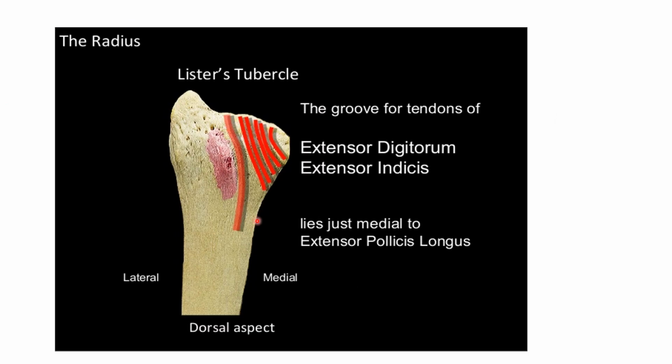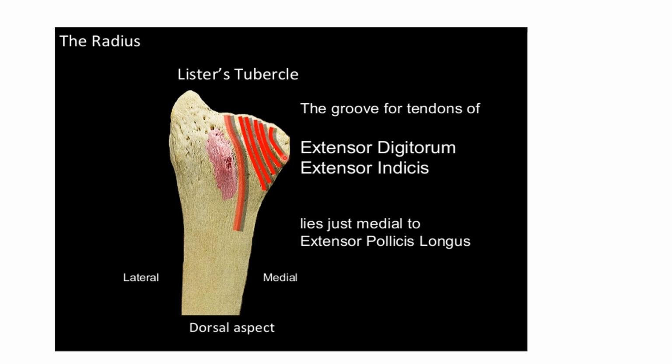Okay, this is the lower end of the radius, and this is the lateral side, as the styloid process is lateral, and this is the medial side. On the posterior surface, this elevation is the Lister's tubercle. Medial to the Lister's tubercle there are grooves through which tendons of some muscles pass. First, medial to the Lister's tubercle, the tendon of extensor pollicis longus passes, and then medial to this is the groove for the tendons of extensor digitorum and extensor indicis. These muscles you will study later in detail.